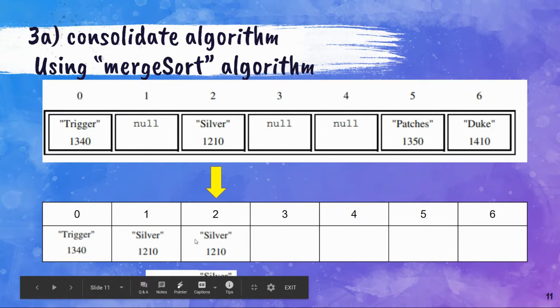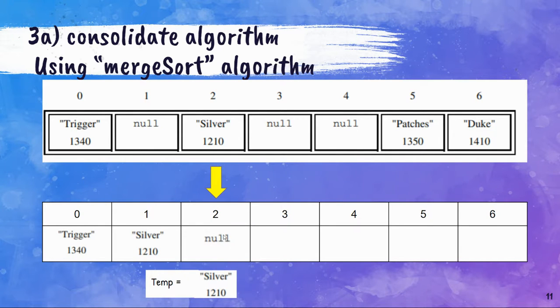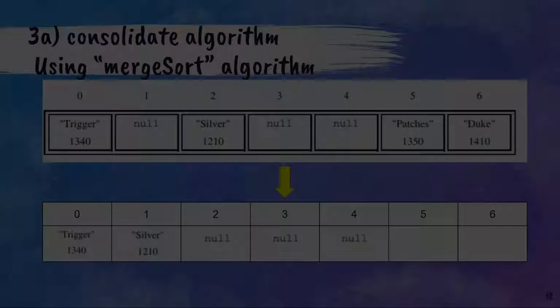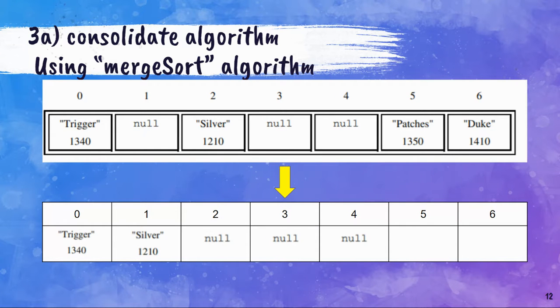So now I've got silver in 2 different stalls. I want to remove him, so I'm going to make him null. And now I'm going to look 1 more spot. Trigger's already there, so I don't repeat that process. All right. And we're done. So now I've got these other nulls in here. So there's nothing to do here. So I'm going to move it up. There's 4. That's also null. Move it up. Okay, now I got patches.